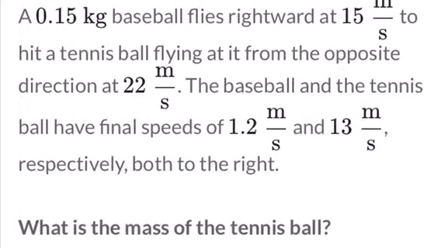So here's our equation. A 0.15 kilogram baseball flies rightward at 15 meters per second to hit a tennis ball flying at it from the opposite direction at 22 meters per second. The baseball and the tennis ball have final speeds of 1.2 meters per second and 13 meters per second, respectively, both to the right. So what is the mass of the tennis ball?